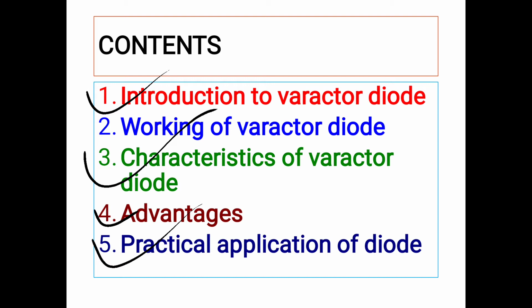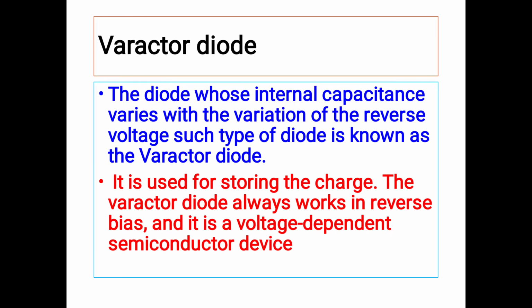So I am going to start this presentation with introduction to the varactor diode. Basically the varactor diode can be defined as the diode whose internal capacitance varies with the variation of the reverse voltage. Such types of the diode is known as varactor diode. So its name suggests that the capacitance of this diode is going to vary with the input voltage. That's why its name is varactor diode.